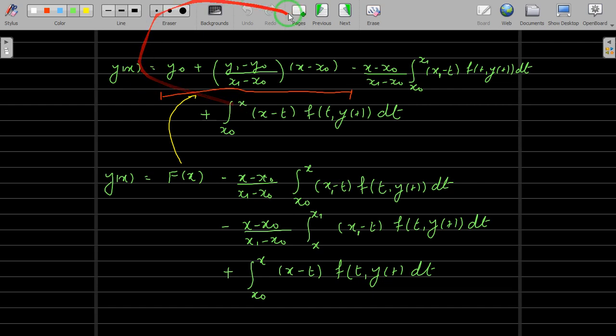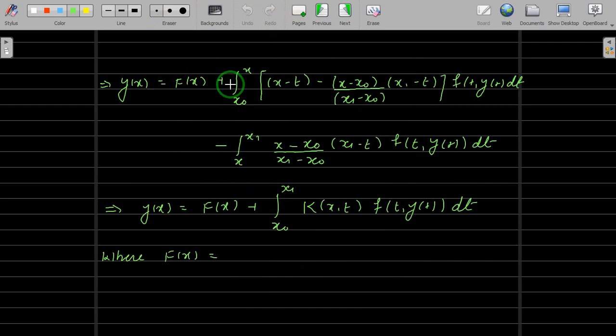Yeah, so you know that this f of x is nothing but that red underlined one. So write whatever you have, and let me write k x t. Change the color. k of x comma t is equal to. Now how will you get that k x t? What you have done is you have taken these two integrals x0 to x and x to x1, and then you are writing this over here. How are you going to write it? k x t.